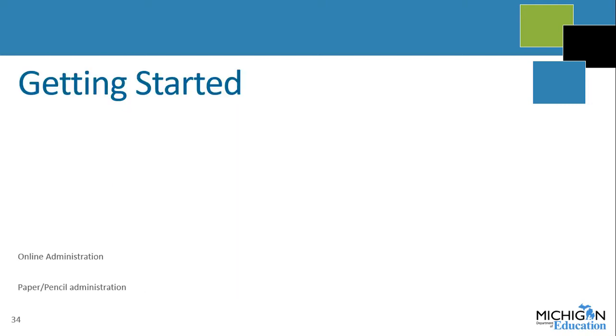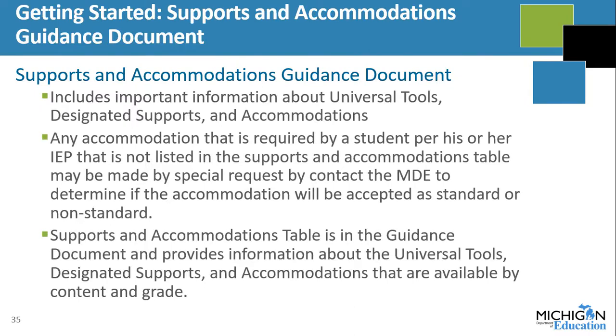We'll begin with getting started for both the online administration and paper-pencil administration. The Supports and Accommodations Guidance document and Supports and Accommodations table should be reviewed and referenced throughout the test administration. It includes important information about allowable universal tools, designated supports, and accommodations. The Supports and Accommodations table in the guidance document provides information about the universal tools, designated supports, and accommodations that are available by content and grade. Be sure to view the Student Supports and Accommodations presentation for more information about what is available for students during testing.